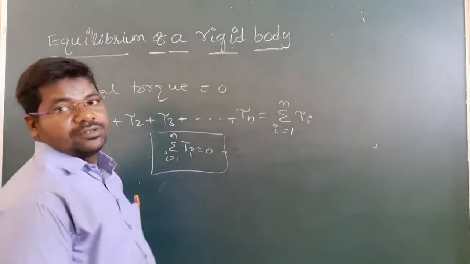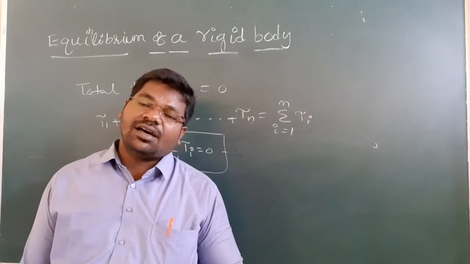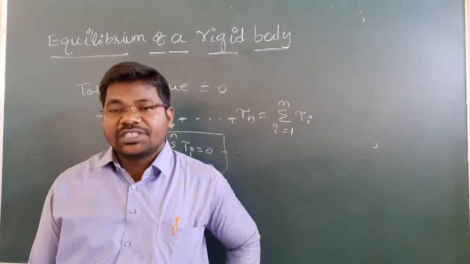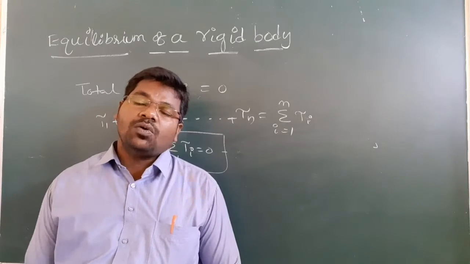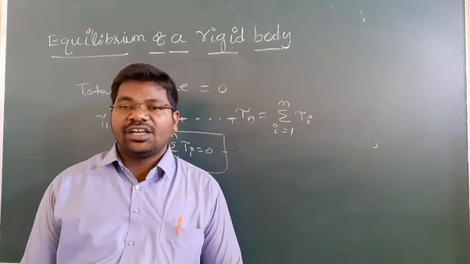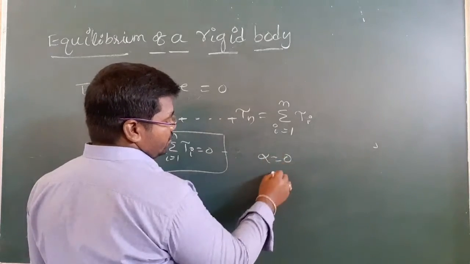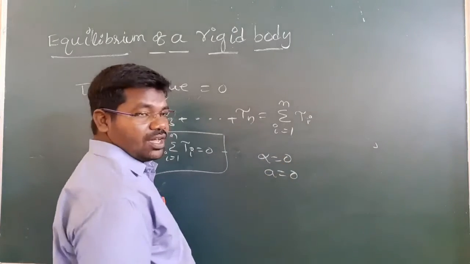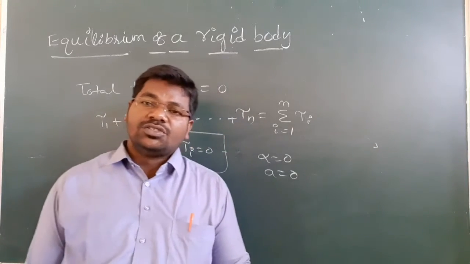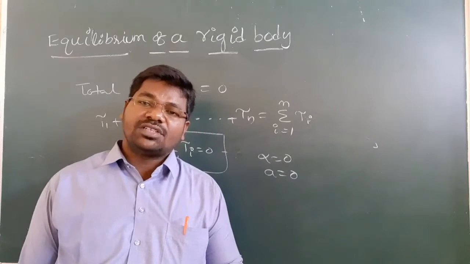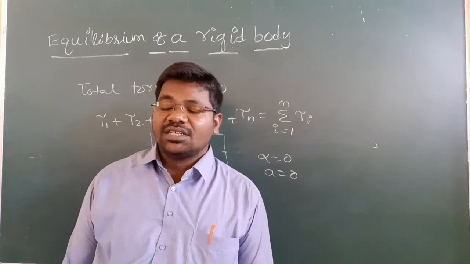So this is about equilibrium of a rigid body. Equilibrium of a rigid body means net torque and net force acting on the body are zero. In this case we have no angular acceleration and no linear acceleration, which means everything is zero: alpha equals 0, a equals 0. So we can say there is no different types of motion. Whether it is in uniform circular motion or uniform motion, there is no change. Understand?